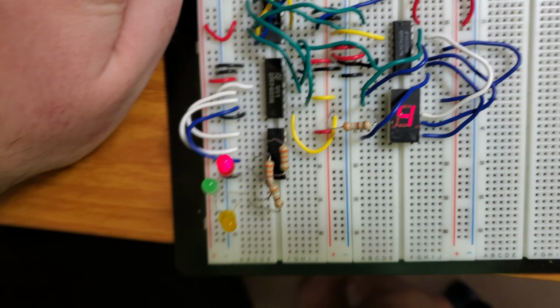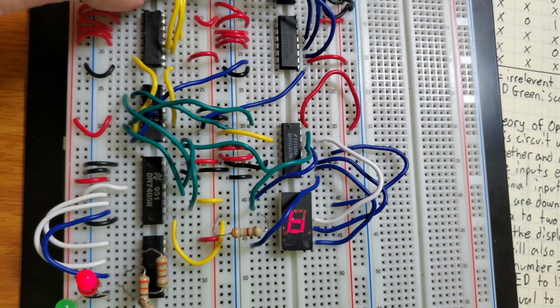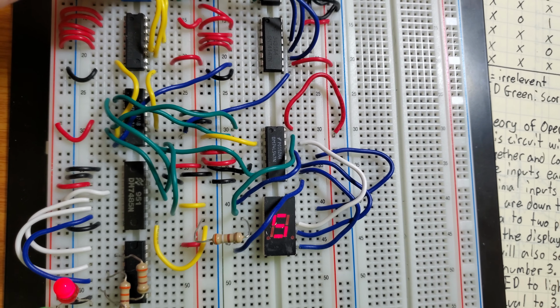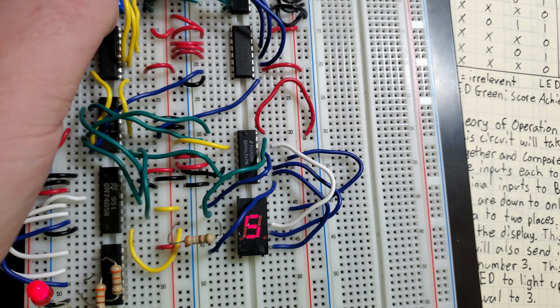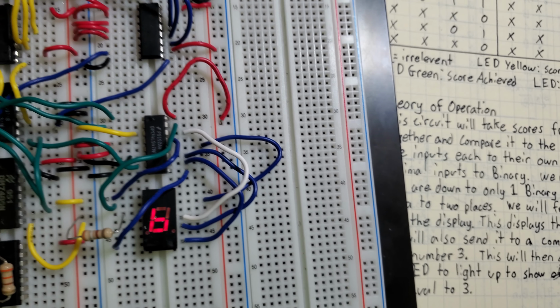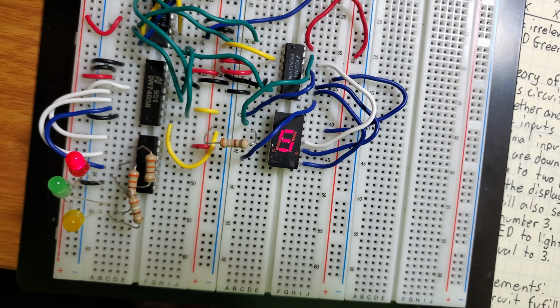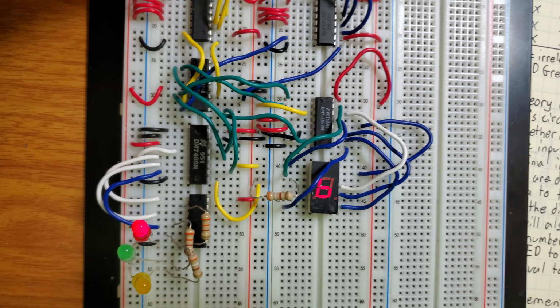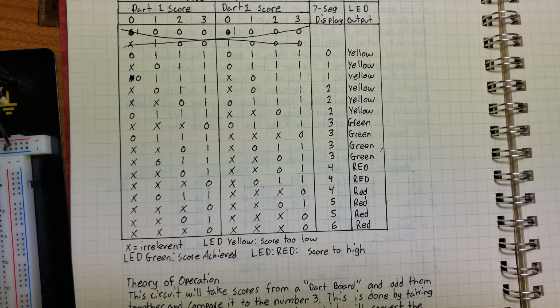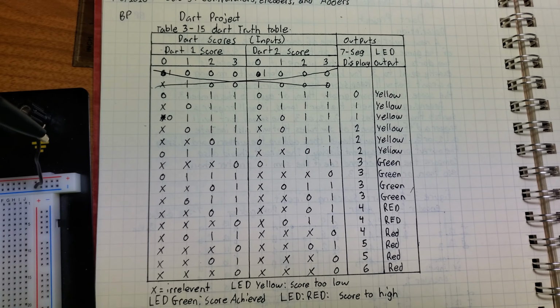So then for 5 there's only 2 ways to get it. It's 3 on one dart, 2 on the other. And then the other way around, 2 on one dart, 3 on the other. So that's 5. And then 6 is 3 on both darts. And then that matches the truth table, so everything looks all good. So that's the Dart Project lab demo.